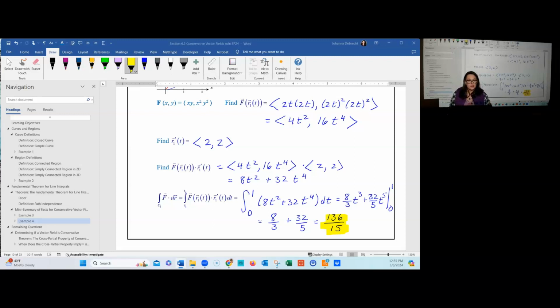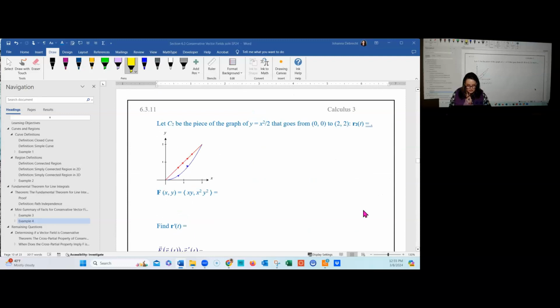Now we want to repeat the process, but we want to do it on a different path. Again, we're trying to show it's not path independent, which will mean, of course, that it cannot be conservative. This time we want to use the equation y equals 1/2 x squared. We need to go ahead and parameterize this, and then we will be able to find f of r of t, r prime of t, the dot product, and the integral.